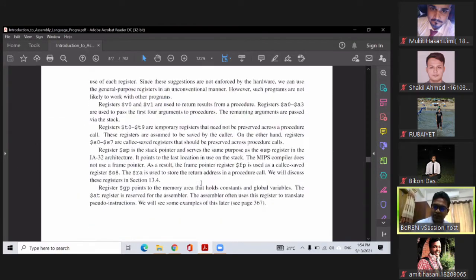Anyway, so whenever we write the register name, now we know that we have to write the register name with the $ sign. Unlike the previous Intel registers, Intel Pentium, where they don't need to write the $ sign, here we need to write the $ sign before the register name. So that is the way we write.